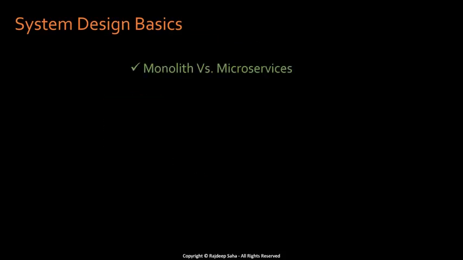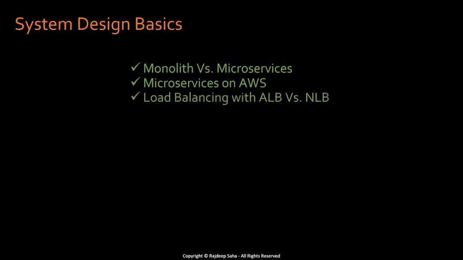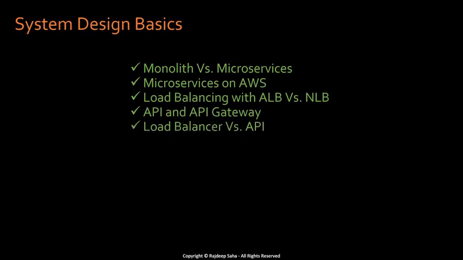We are going to cover monolith versus microservices, how microservices are implemented on AWS. Then we are going to learn about load balancers and what is the difference between application load balancer and network load balancer. Then we are going to learn about API and API gateway. What is the difference between load balancer and API gateway, and when should you use what?